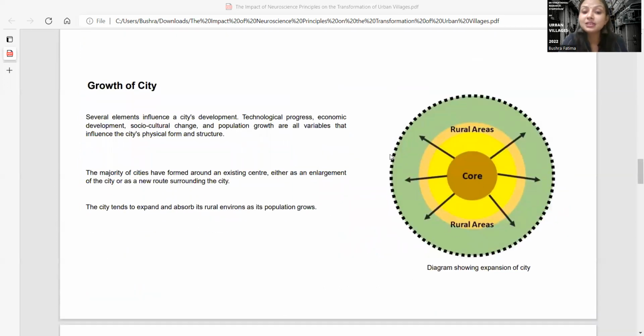The evolution and growth of urban villages: several elements influence city development, such as technological progress, economic development, socio-economic and cultural change, and the growth of all variables that influence the city's physical form and structure. The majority of cities have formed around an existing center, either as an enlargement of the city or as a new route surrounding the city. The city tends to expand and absorb its rural environs as its population grows. The transformation of villages from rural to urban can be broadly divided into three stages: rural, transitional, and urban. In the rural stage, those villages are distantly located from the urban areas and are not proposed to be urbanized in the near future.